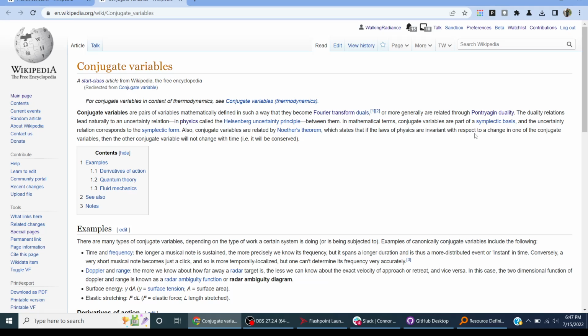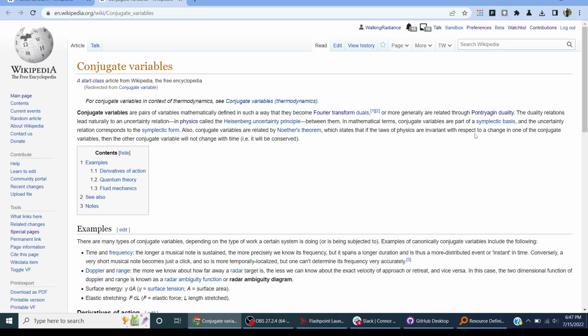Examples. There are many types of conjugate variables depending on the type of work a certain system is doing or is being subjected to. Examples of canonically conjugate variables include the following. Time and frequency: the longer a musical note is sustained, the more precisely we know its frequency, but it spans a longer duration, and thus a more distributed event or instant in time. Conversely, a very short musical note becomes just a click, and so is more temporally localized, but we can't determine its frequency very accurately.